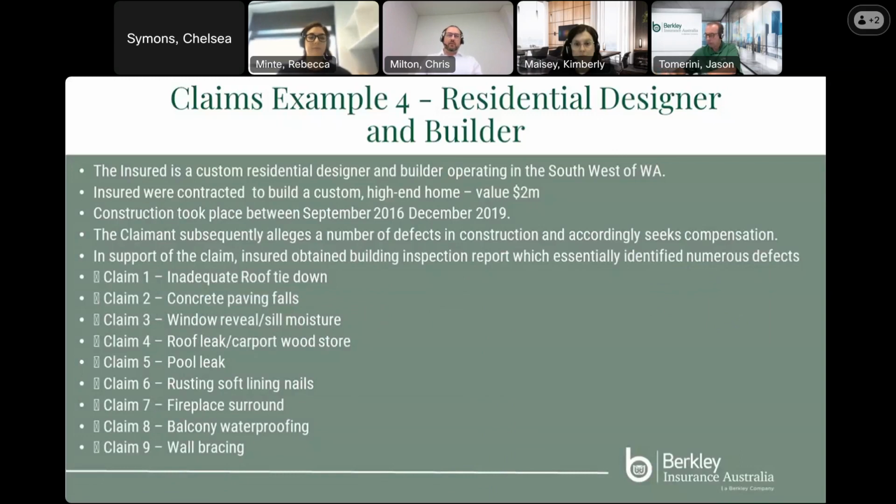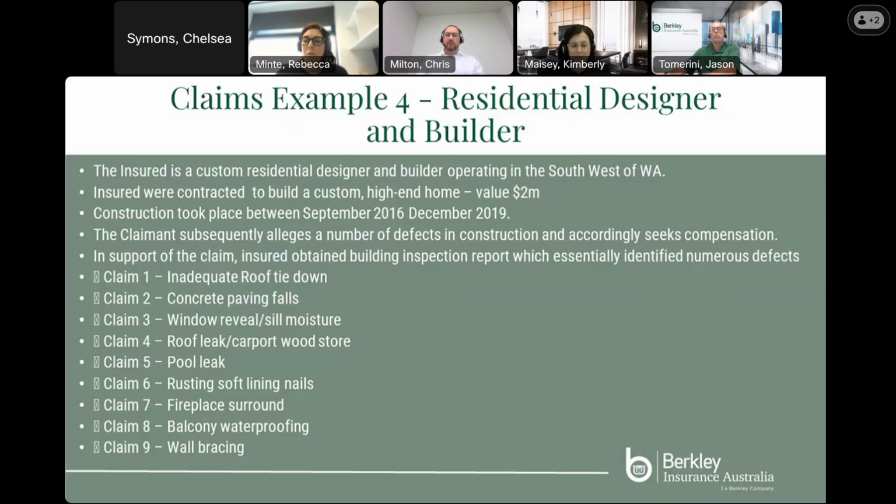So our next example is a matter where there were multiple claims that arose under the same project, where some matters were indemnified and some fell outside the scope of the policy. The insured was a custom residential designer and builder operating in the southwest of WA. The claimant contracted the insured to build a custom high specification home to the value of around $2 million. The construction took place between September 2016 and December 2019.